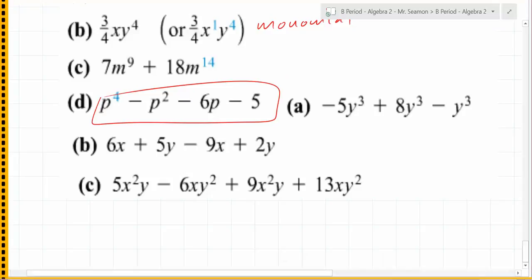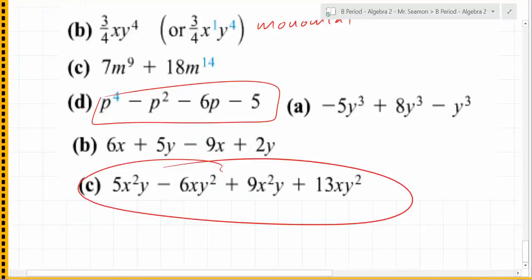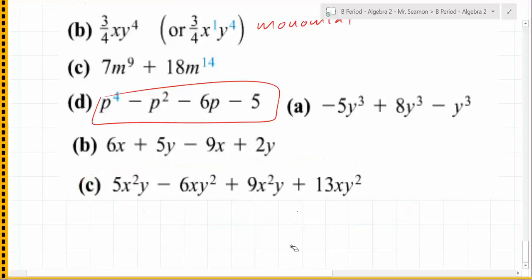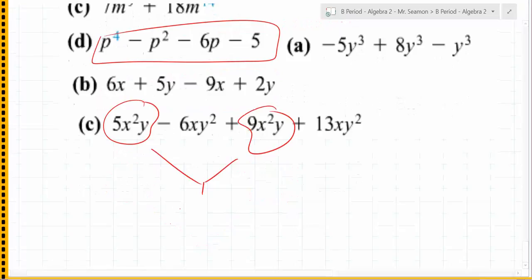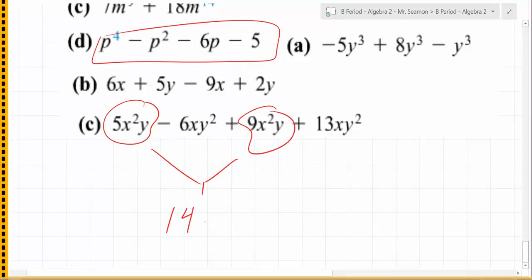What about this one right here? Can any of these terms be combined? Yes. Which ones can be combined? 5x squared and 9x squared. What do they combine to be? 14 x squared. No, it's not multiplication. You are adding them. So you have 5 of them and 9 of them. 5 apples plus 9 apples is 14 of them.